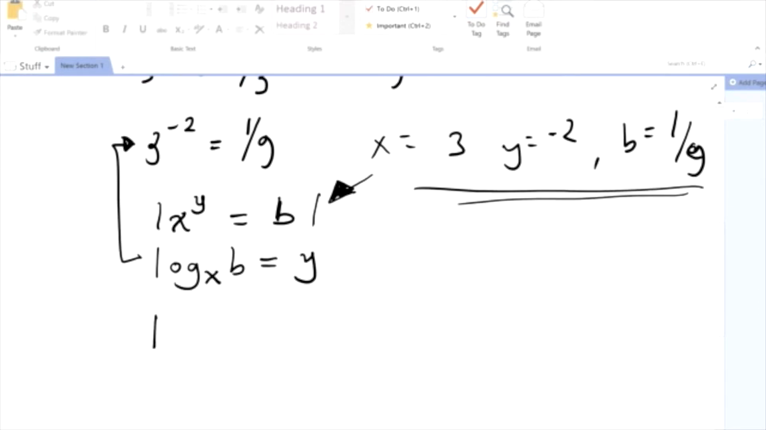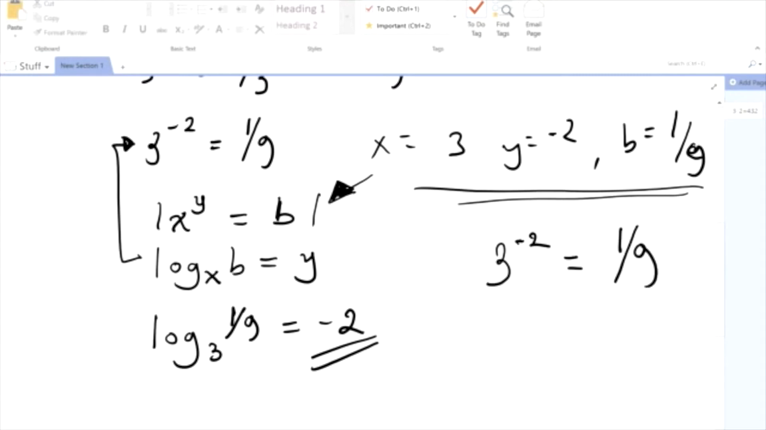So now we can say the log of base 3 to 1/9 is equal to negative 2. I always say that this is one way of remembering this very expression. So when we write 3 to the power of negative 2 equals 1/9, we call this the base, and we call this right here the exponent.